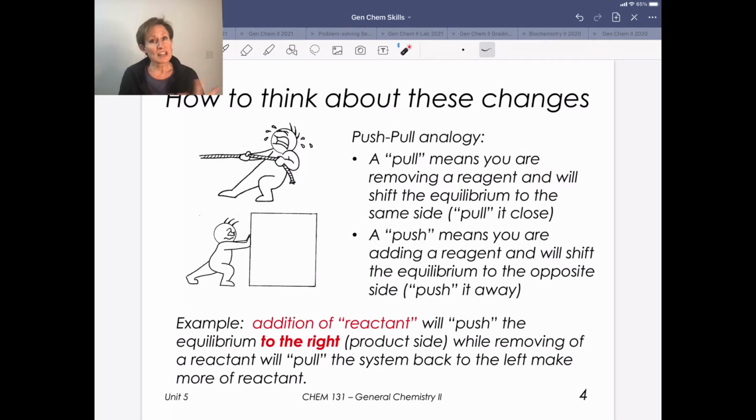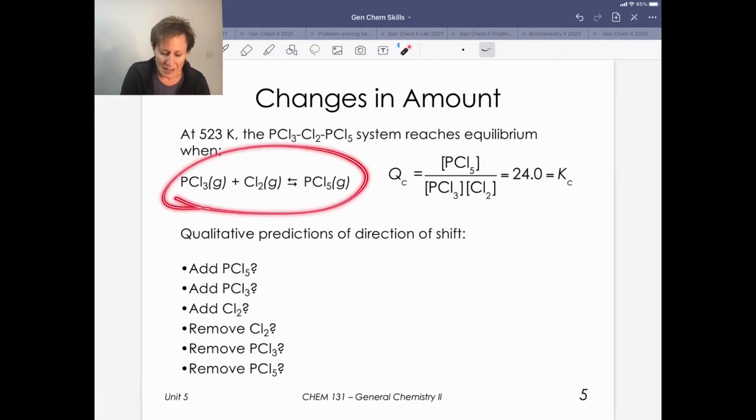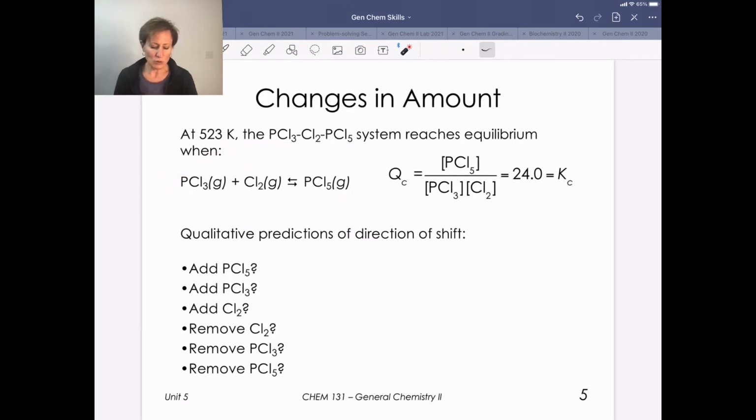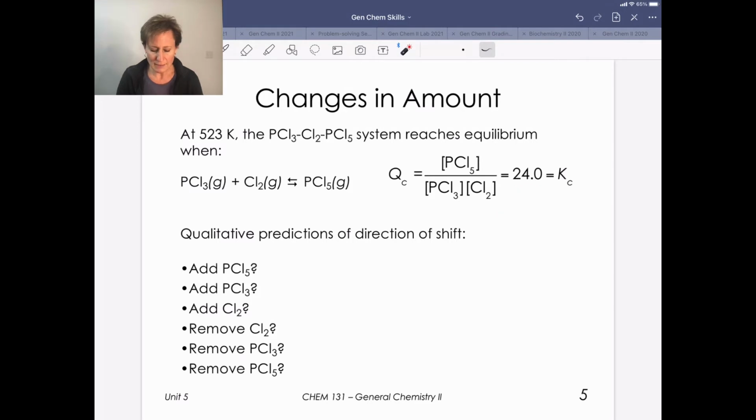Okay, so we're going to think about some examples here with this very simple system. We've got PCl3 plus Cl2 gas makes PCl5. We don't even really need to use the equilibrium constant here, but here's how you'd write that equilibrium expression and the value for the equilibrium constant. So let's think about what's happening here if we qualitatively change these amounts.